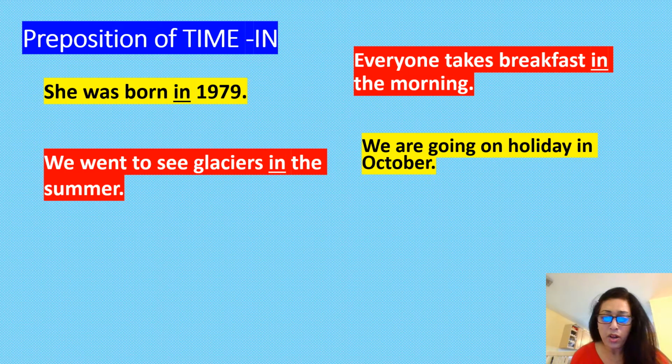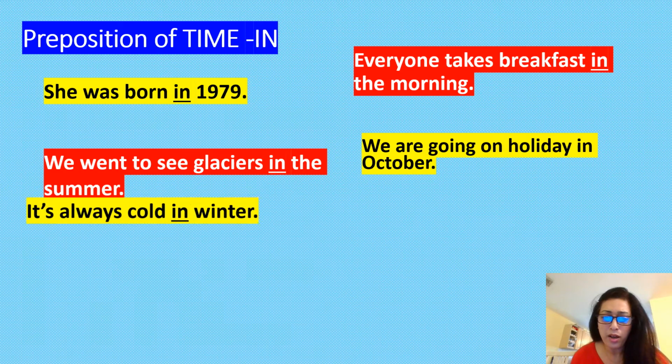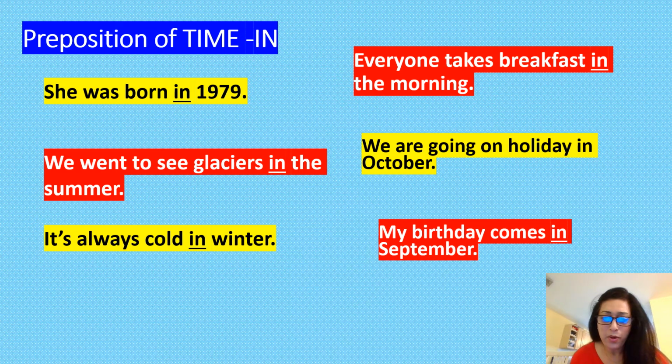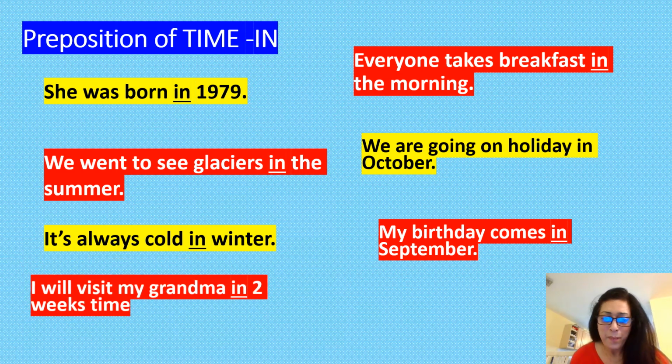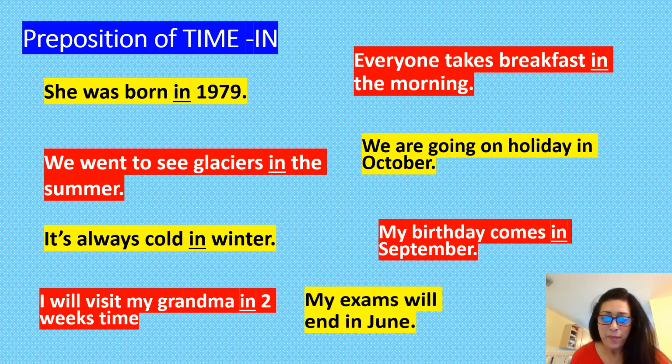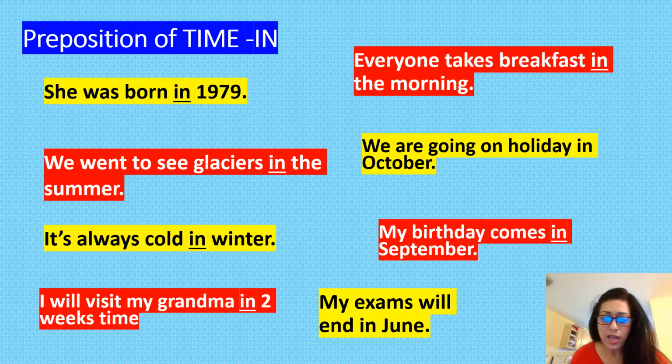We are going on holiday in October. It's always cold in winter. My birthday comes in September. I will visit my grandma in 2 weeks' time. My exams will end in June.